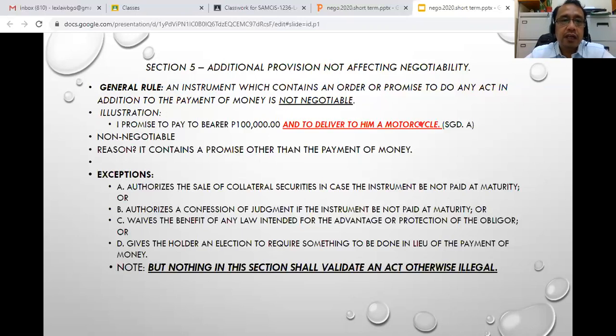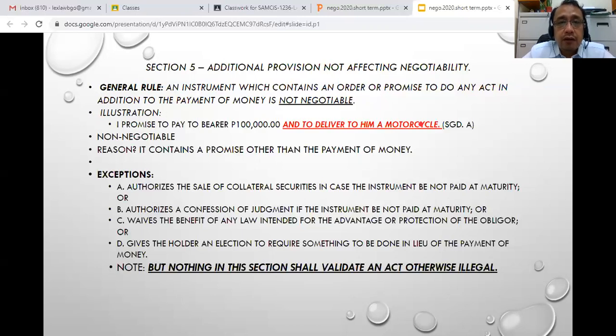But you have to understand, under Section 5, there are at least 4 instances whereby the maker or the drawer can be compelled to pay or to perform an additional act besides the obligation to pay a sum certain in money, but the instrument would still be considered a negotiable instrument. So the first one is when it authorizes the party primarily liable to sell collateral securities if the instrument will not be paid on maturity.